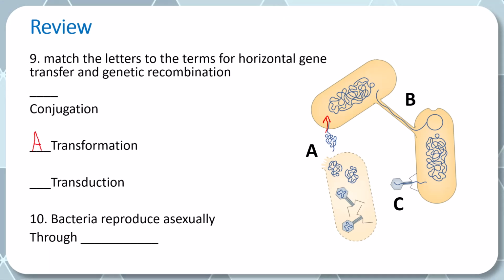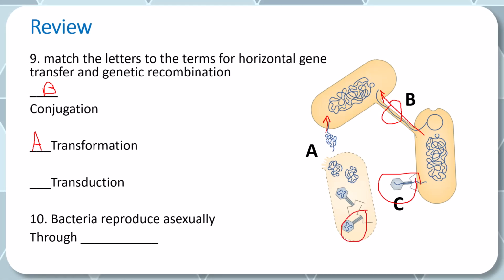Transformation. In B, this bacterium is giving genetic material to the other bacterium through this kind of tube here. That tube is a pilus, so this one is conjugation. And then this little spaceship looking doodad is a virus, and it came from this cell to that cell. So we're left with transduction, and that is correct for C.